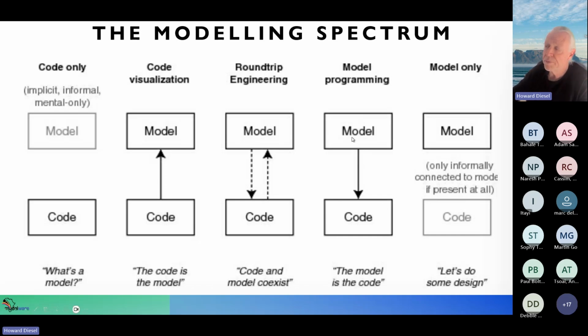Then we have model programming, which is basically what I've shared with that vision, the manifesto, that the model generates the code. So the model is the code. And then, of course, we have model only. That's almost that biology model, right? It doesn't generate any code.